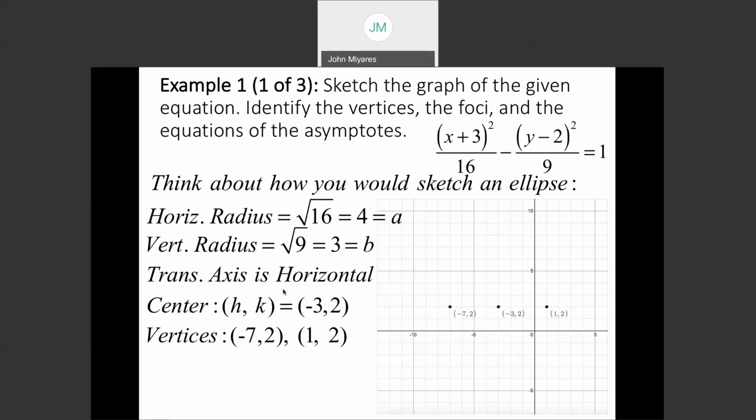Now, if we were graphing an ellipse, our next step would be to find the co-vertices. And you might be asking yourself, why do we care about those here? Well, it'll be obvious in a second. The co-vertices are going to be 3 units above or below the center point, which will place them at (-3, 5) and (-3, -1), as shown here.